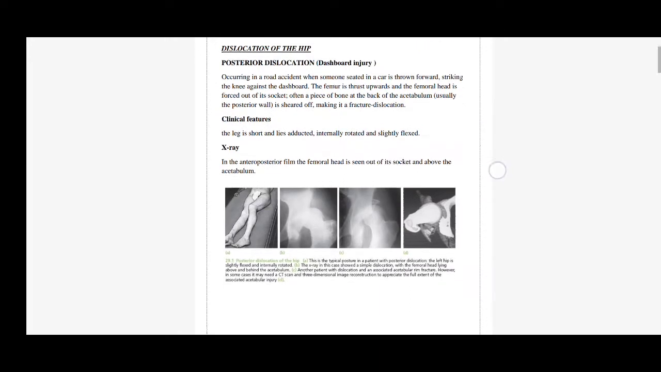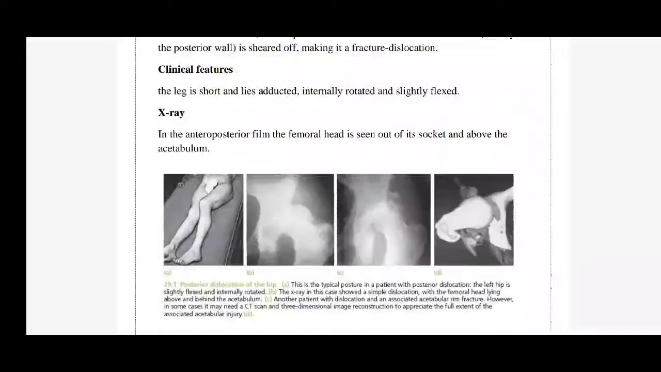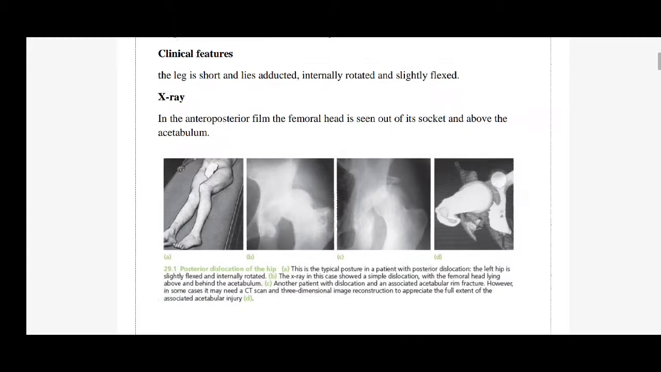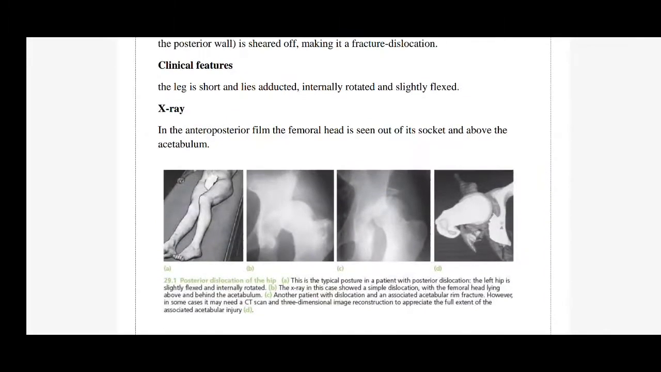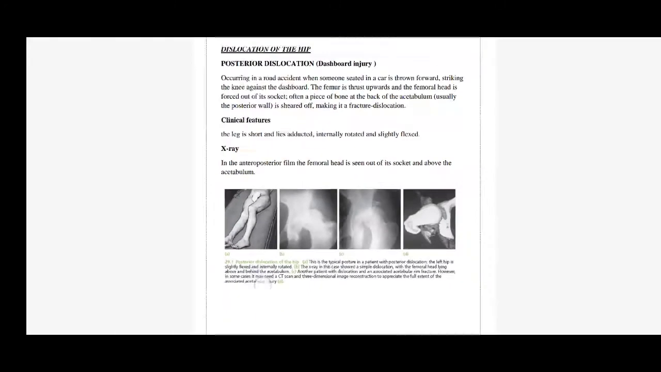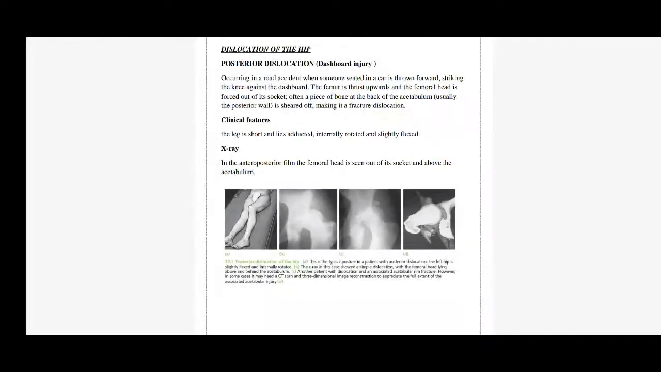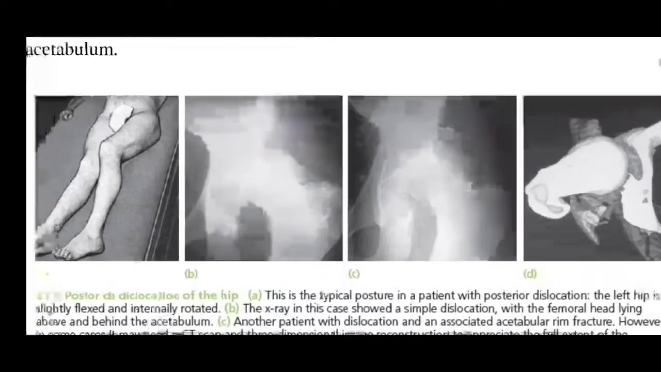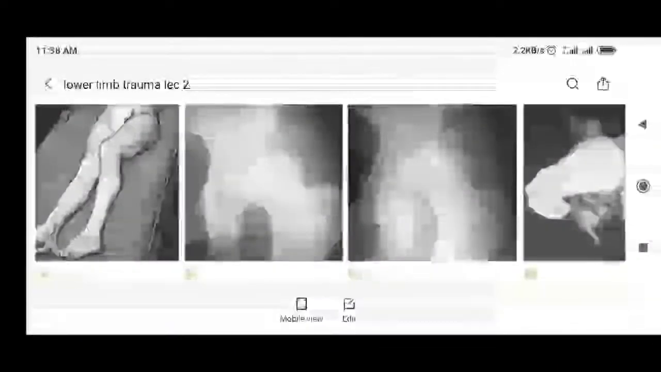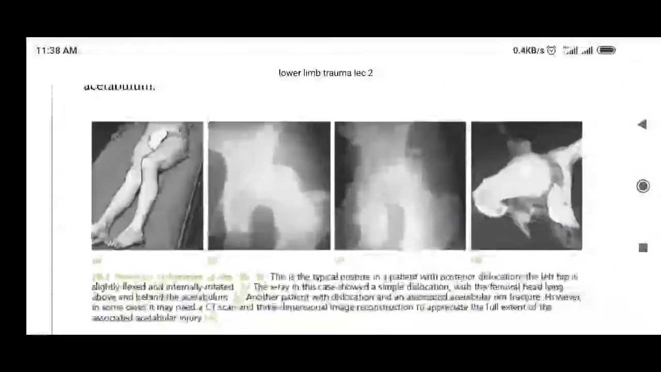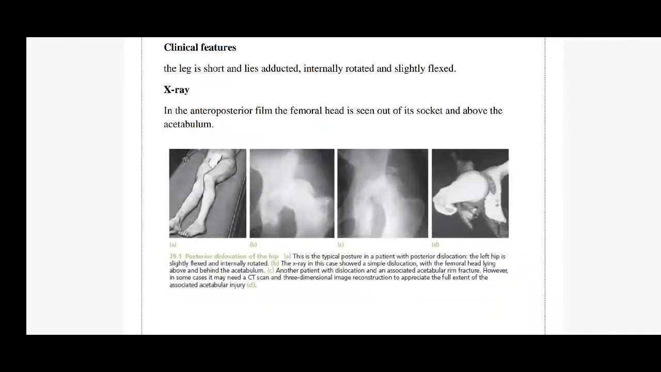Clinically, the patient presents as shown in this picture: flexed hip, adducted, internally rotated, and the leg is shortened. Going directly to the X-ray in the AP view, the femoral head is out of the socket and above the acetabulum, as shown in this. The head is out of the socket. This is the dislocation, posterior hip dislocation.